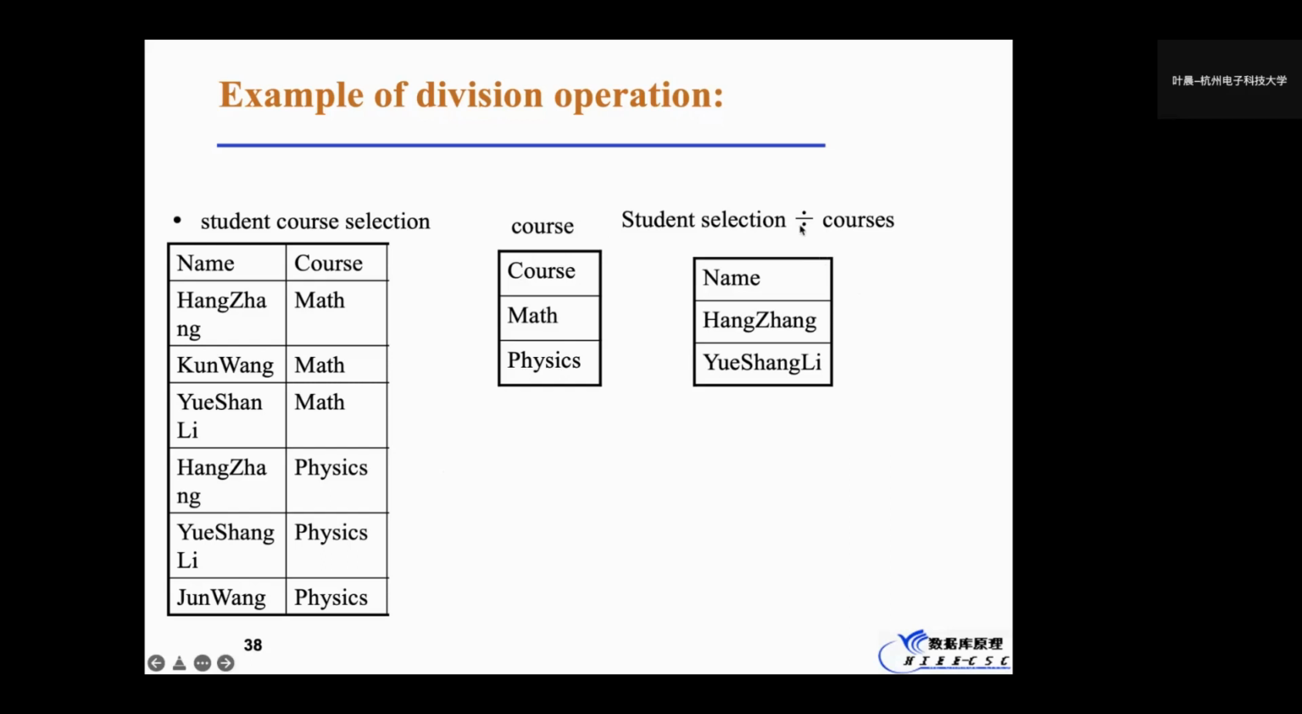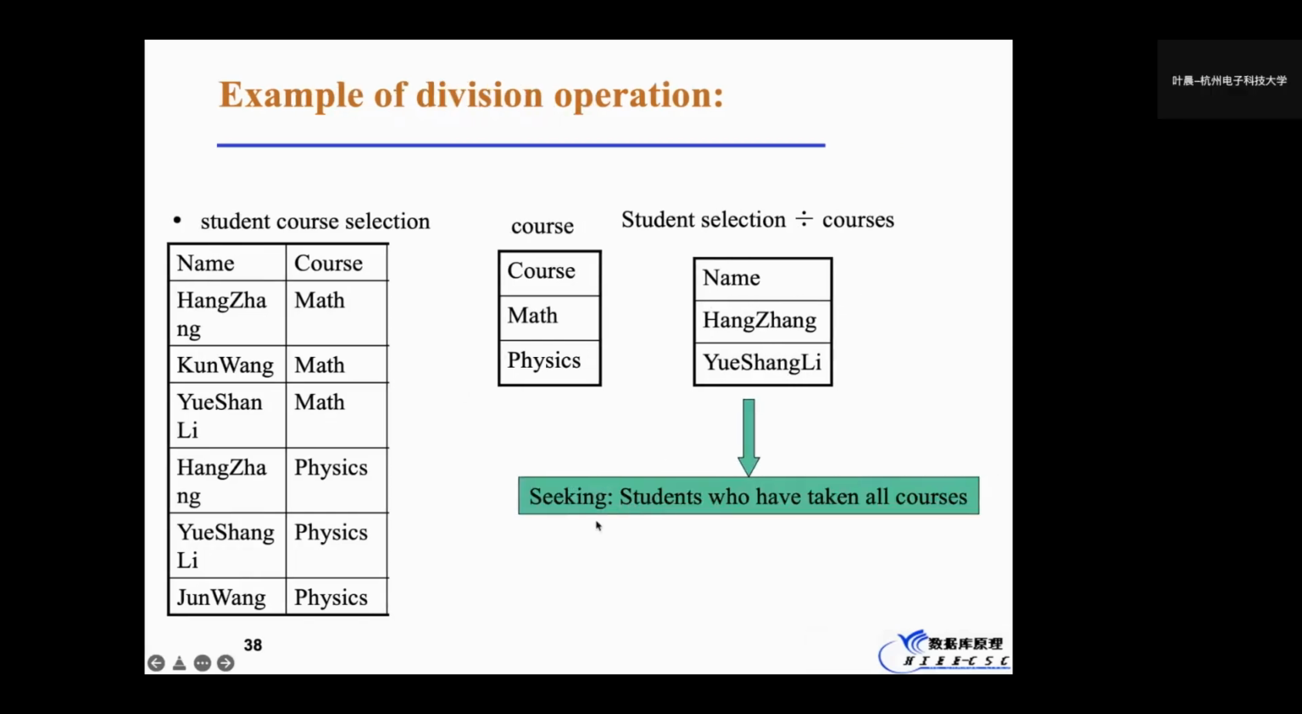So the result is Hua Zhang, which means it's this one. We can see he takes math and physics both, and we have Yue Shangli here. We can see this student also takes both courses, and the other students only take at most one course, so their names shouldn't be in this result. So the idea is to find a student who has taken all the courses.